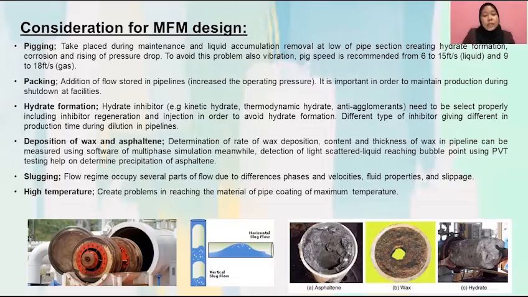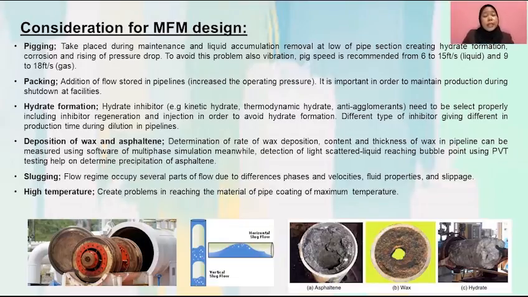And the fourth point is slugging. Slugging is caused by oscillation in flow rate, which leads to flooding, and also increases deposits and the rate of corrosion. How to control this problem is by gas lift, gas injection into the reservoir, and installation of a multi-phase pump or separator near the wells.